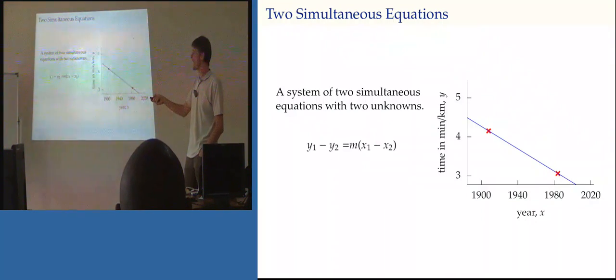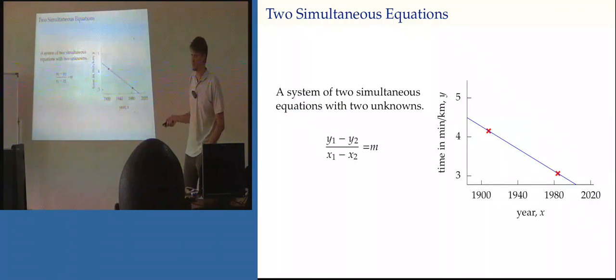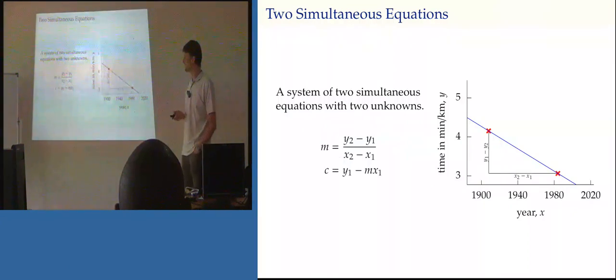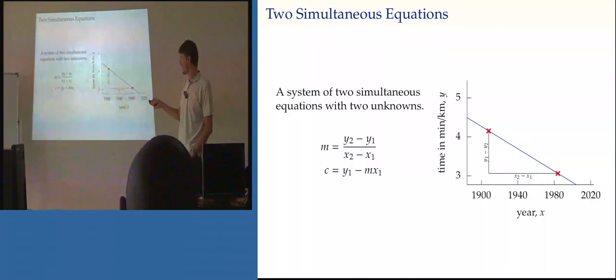So then we get y1 minus y2 is equal to m times (x1 minus x2). And then we say, okay, let's put the x1 minus x2 on the other side, and then we get a result for m. Given a result for m, we can substitute in, and say c is equal to y1 minus m x1. The result for m is basically that distance over that distance. That's why it's the gradient.